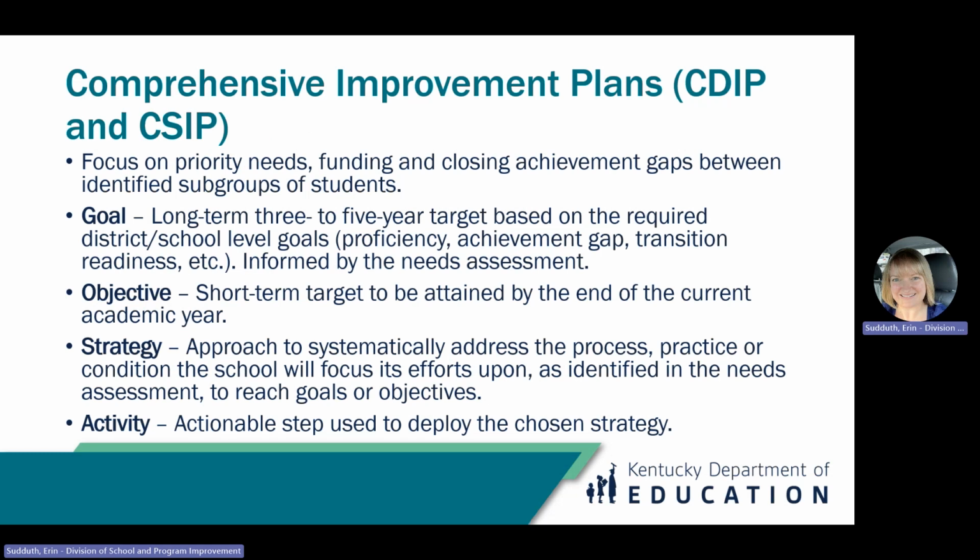Moving on to the CSIP and CDIP, these tools focus on priority needs, funding, and closing achievement gaps between identified subgroups of students. These are your action plans to address the needs identified in your needs assessment. The definitions on this slide and the next slide came from our KDE Comprehensive Improvement Planning resources. I went to each of the diagnostic tools in the Cognia Continuous Improvement Platform and pulled some key concepts for each term. I also referred to the CDIP and CSIP rubric on our webpage and highlighted some of the characteristics for both meeting and exceeding expectations.